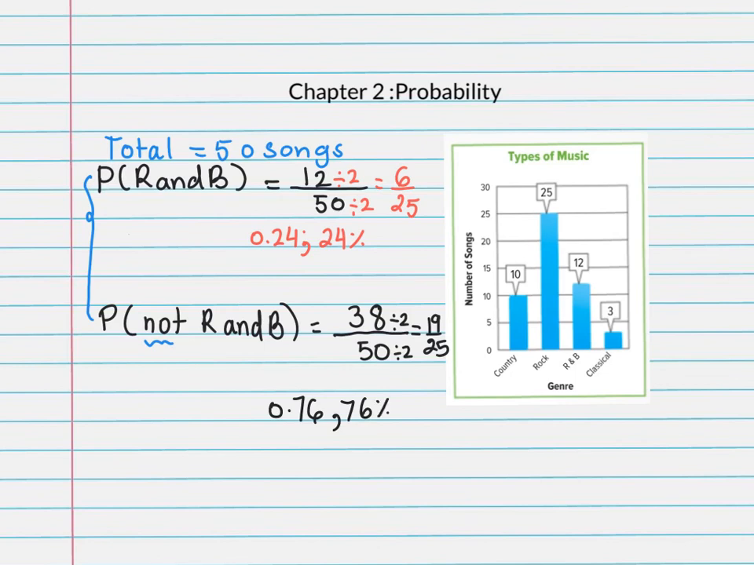Now, in order to make sure and verify that they are complementary, remember, if we add the percentages, we are going to get 100%. Let's try it. So we have 76 plus 24, it is 100%. So this verifies for us more that they are complementary. Let's try the decimal. The decimal we have 0.24 plus 0.76, that's a 1 as well. This verifies that those two are complementary events.